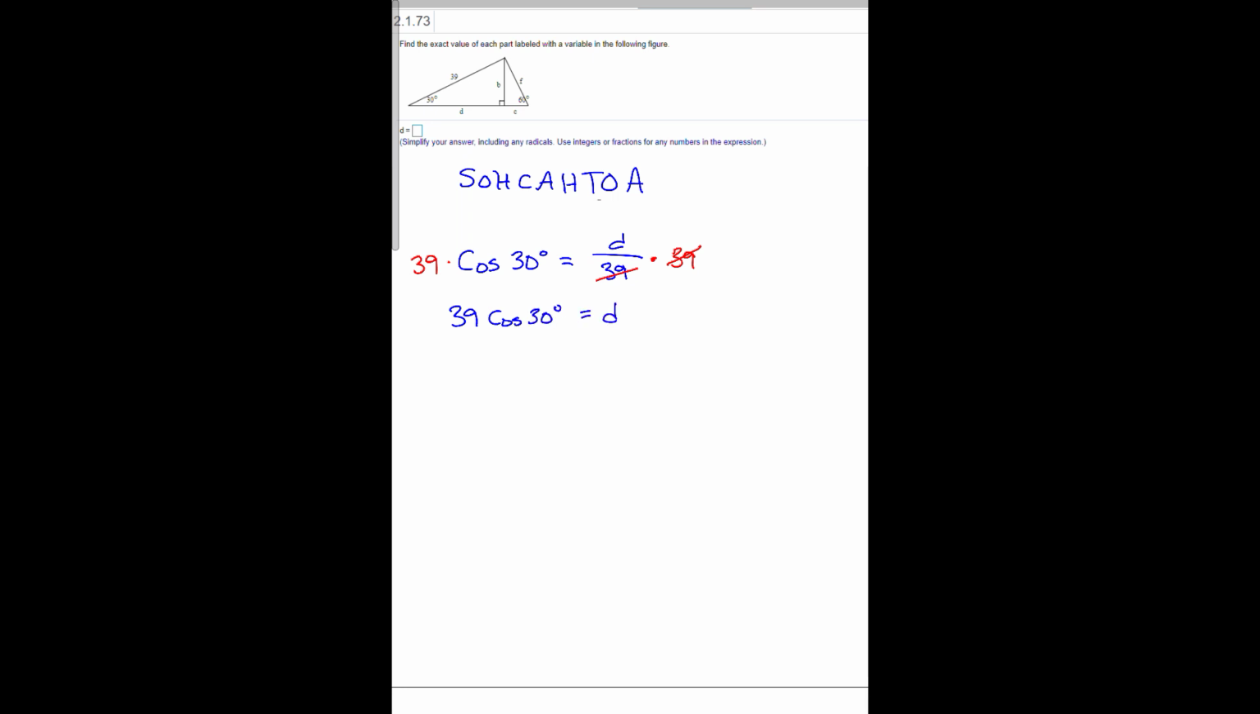Now the directions specifically state to simplify your answer, including any radicals, and use integers or fractions for any numbers in the expression. In other words, they would want you to keep this as an exact answer. In other words, the cosine of 30 degrees, we have to simplify this. So if you go back to your 30, 60, 90 triangles as a reference, you can actually say that the cosine of 30 degrees would be the square root of 3 over 2.